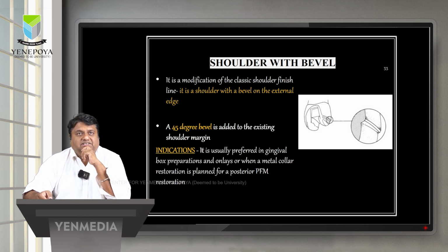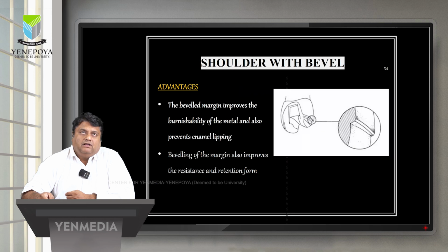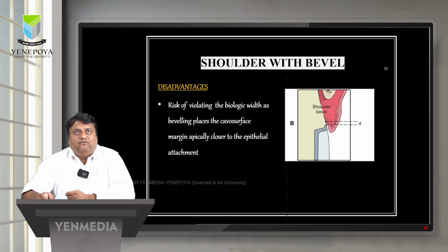So where are the indications? It's usually preferred in gingival box preparations, onlays, and where a metal collar restoration is planned for a posterior PFM restoration. So what are the advantages with shoulder with bevel? The beveled margin improves the burnishability of the metal and also prevents enamel lipping. So beveling of the margin also improves the resistance and retention form.